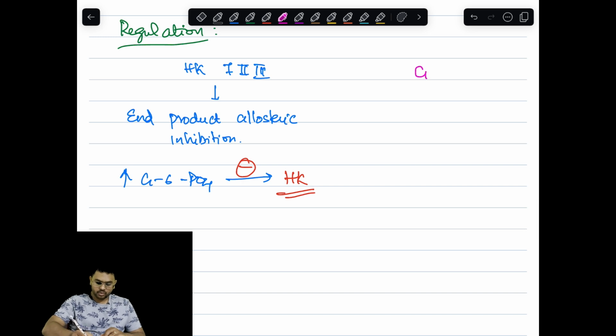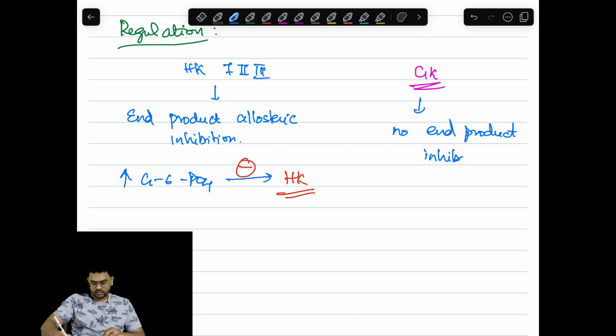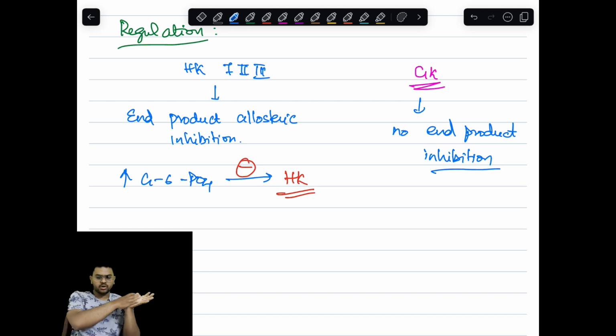Now let us look into glucokinase. What happens to glucokinase? It does not have end product inhibition. So what is the significance of this? Hexokinases have end product inhibition, but glucokinase doesn't have end product inhibition. Now imagine you have a cell that is very close to the liver circulation. So once all the portal system comes to the liver, then all the rest of the glucose that is not utilized by the liver will be given to the systemic circulation.